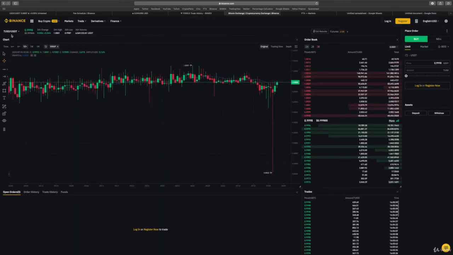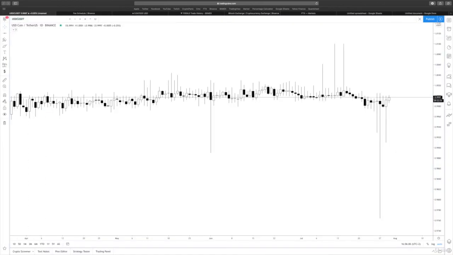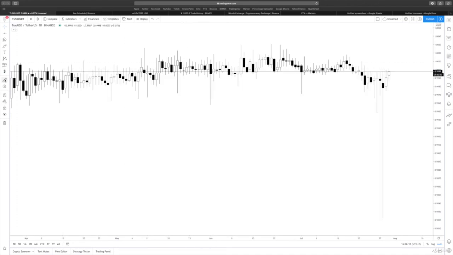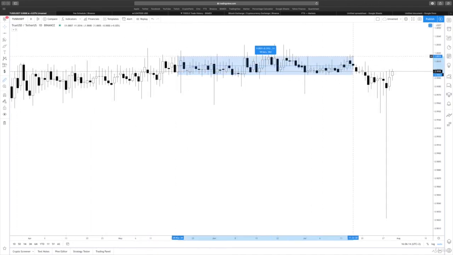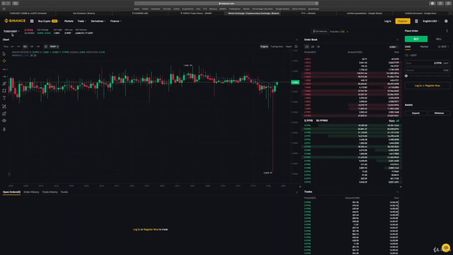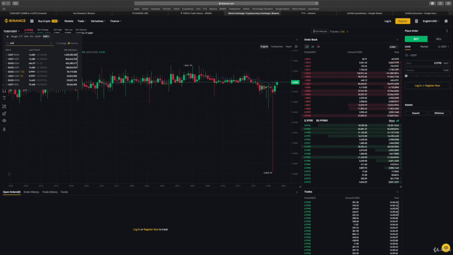This is another one, TUSD USDT. You can take a look. Let me draw it like this. This is not good, because this isn't really volatile, as you can see. Only 0.2, so we won't be making any money at this time. But like I said, there are plenty of these stablecoins here. So this is another thing to consider.